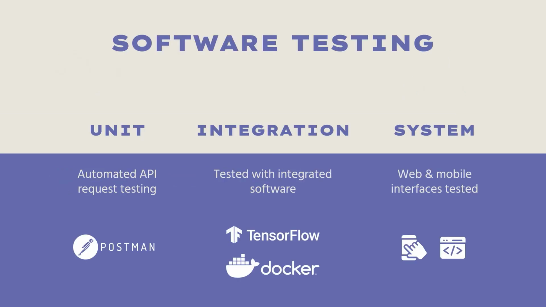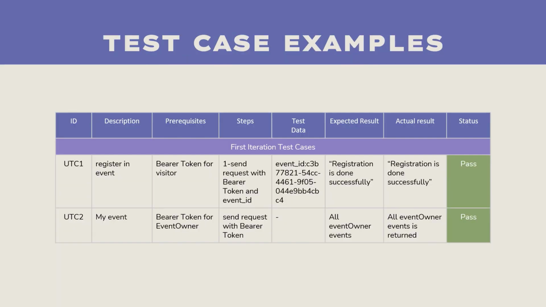So now moving on to software testing to ensure that the software works. We're going to start with unit testing. We used unit testing for automated API request testing using Postman. And for integration testing, we tested the software with integrated services such as TensorFlow for face detection, as well as Docker for deployment. When it comes to the system, we tested the web and mobile interfaces, which basically control the entire system. These are some examples of unit test cases.